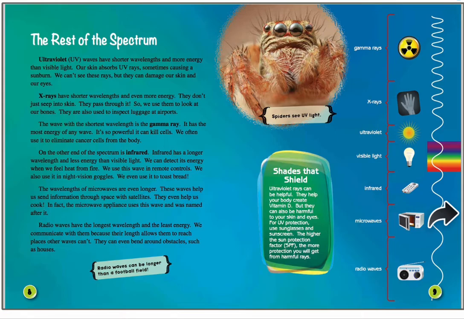On the other end of the spectrum is infrared. Infrared has a longer wavelength and less energy than visible light. We can detect its energy when we feel heat from fire. We use this wavelength in remote controls. We also use it in night vision goggles. We even use it to toast bread. The wavelengths of microwaves are even longer.